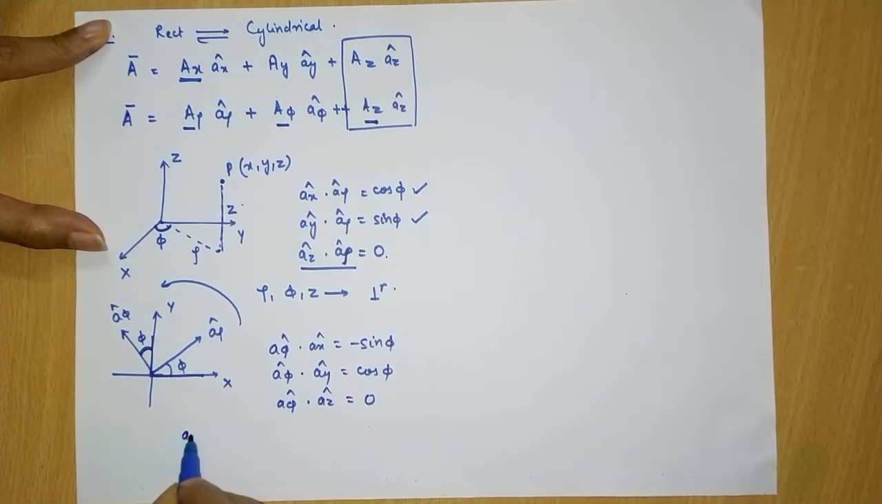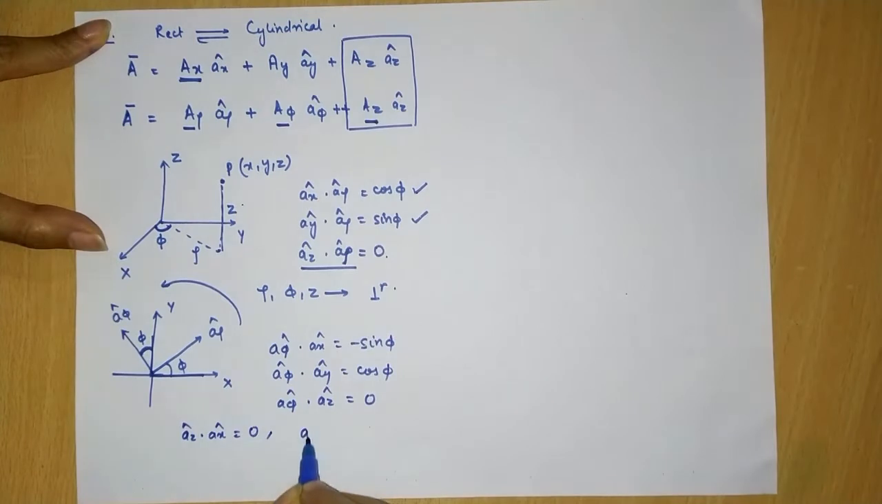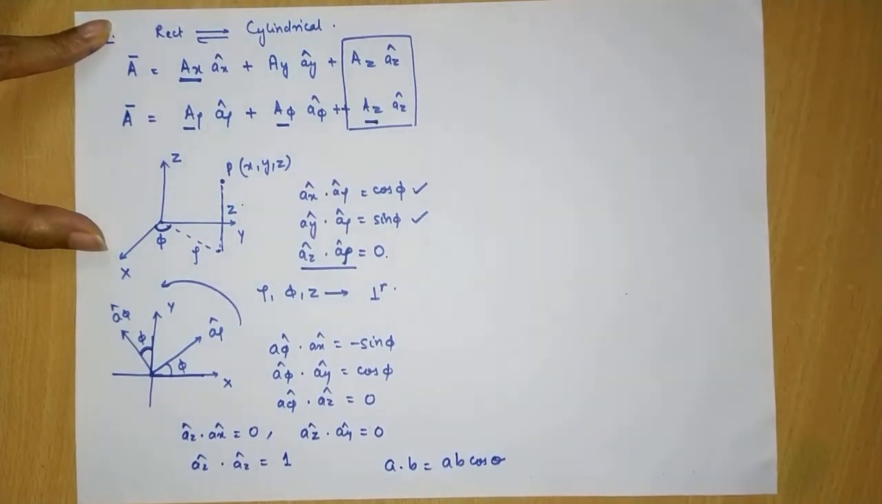Similarly, we write az cap dot ax cap is equal to 0, az cap dot ay cap is equal to 0, and az cap dot az cap is equal to 1. Dot product of any two vectors a and b is a b cos theta. If theta is 90 degree, then dot product is 0. Theta is the angle between the two vectors a and b.